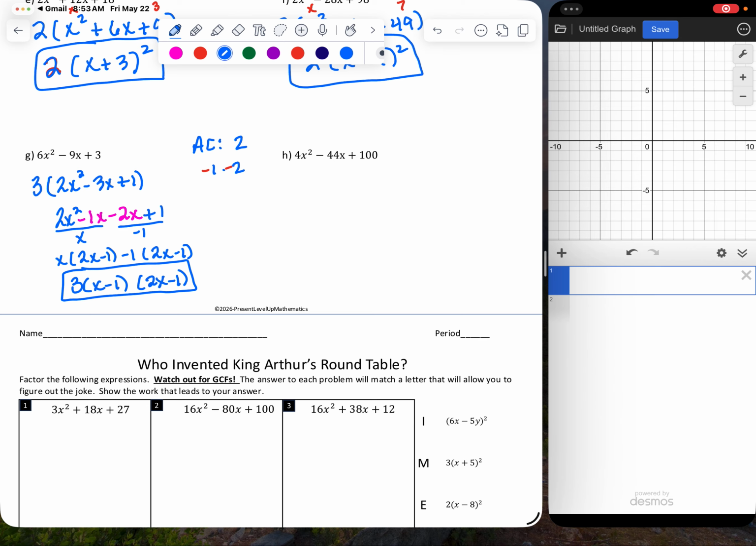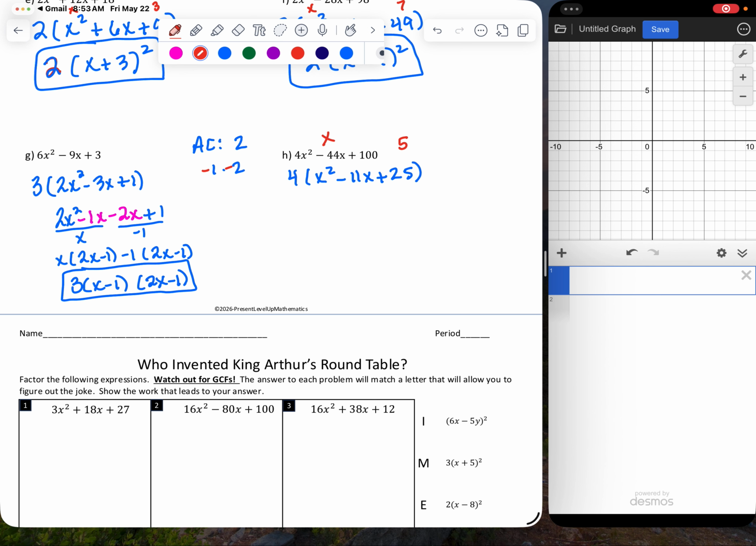All right, problem H. We have 4x squared minus 44x plus 100. Our greatest common factor is 4. So let's pull that out. So my greatest common factor of x squared is x. The square root of x squared is x. The square root of 25 is 5. If I multiply those and double them, I do not get an 11. So this is not a perfect square trinomial.